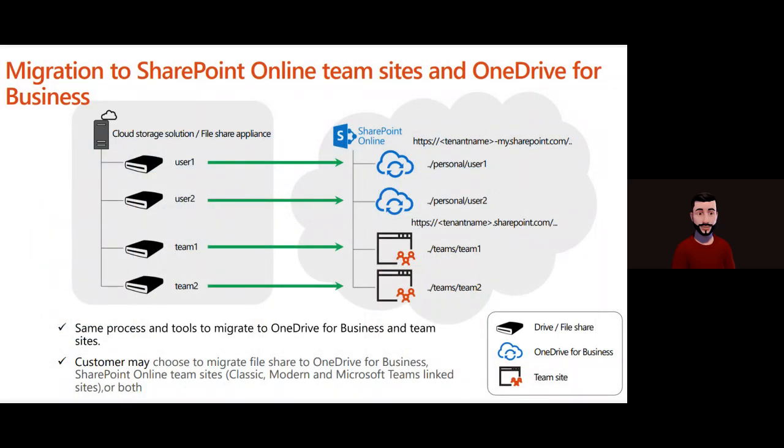Now, this is a translation of how these migrations will occur. And so you will see that users will go to the personal OneDrive for Business profile, and then any team or shared drive will go to a team. And that happens to be for file share as well as for cloud storage.